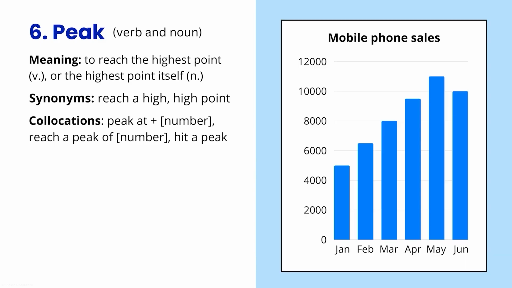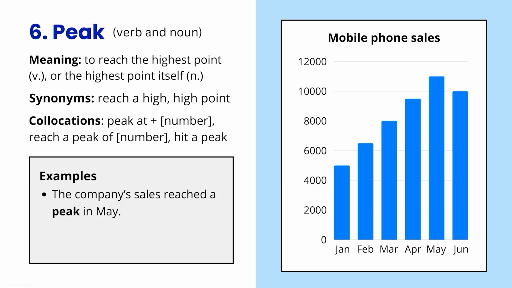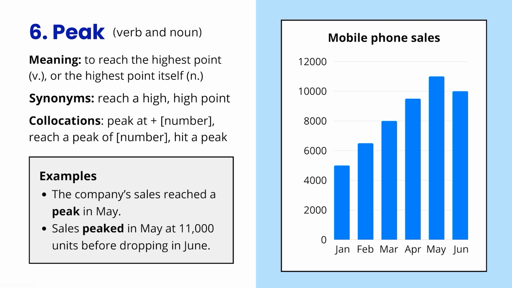So have a look at this chart now. You can see that in May, mobile phone sales were at the highest number. And it looks like they're at about 11,000 or just a little bit less. So here's an example. The company's sales reached a peak in May. So you can see that in this sentence, we're using peak as a noun. Here's the next one. We're using peak as a verb in this sentence. Sales peaked in May at 11,000 units before dropping in June.